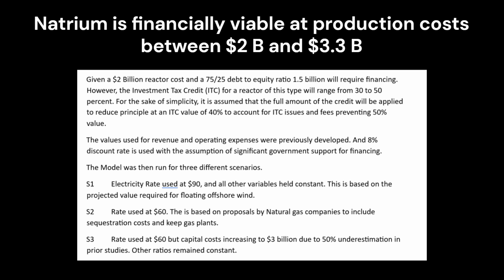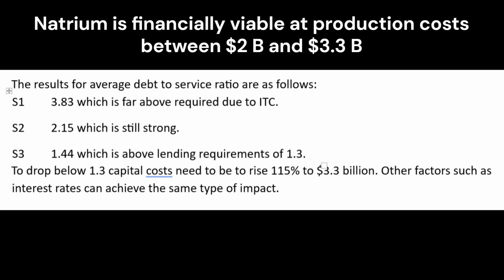Other ratios remained constant. Note: for all scenarios, depreciation was simplified in the model to offset income for a given year until used up. In real life, due to accelerated depreciation, it will exceed income. Modeling carryover is a complication that does not change the underlying value proposition. The results for average debt-to-service ratio are as follows.